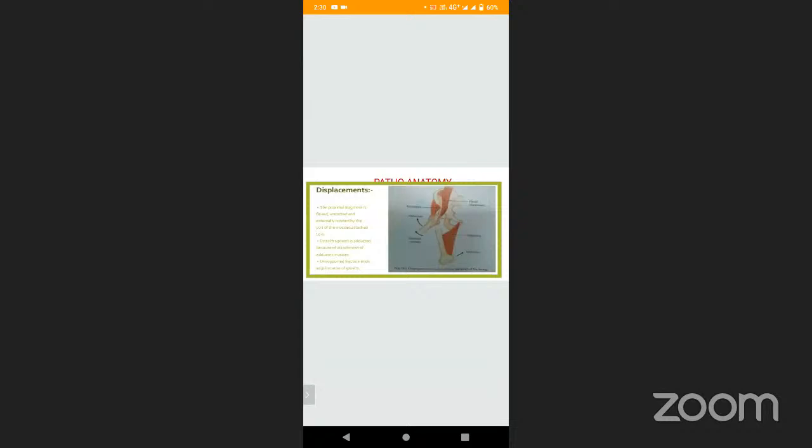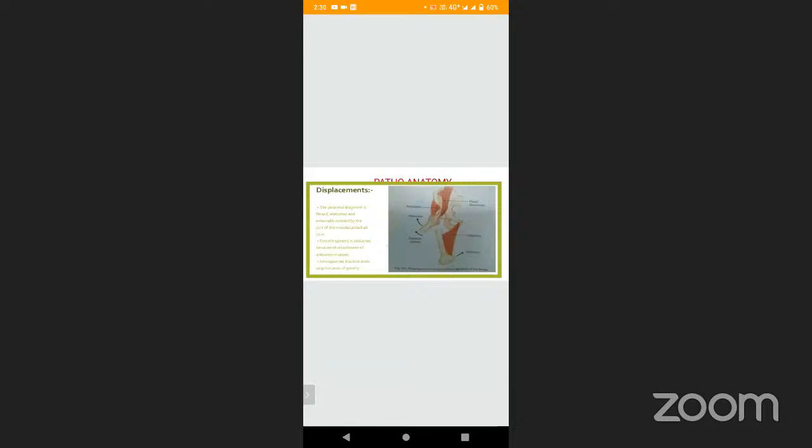Trochanteric region, where the greater trochanter and lesser trochanter are present, and the trochanteric and subtrochanteric region. That is one region. Another region is the supracondylar region, which is just above the femoral condyles, and the shaft of the femur. So now we are talking about the femoral shaft fractures.